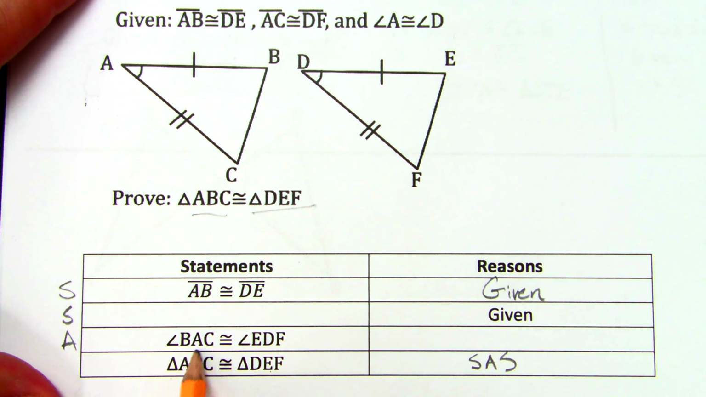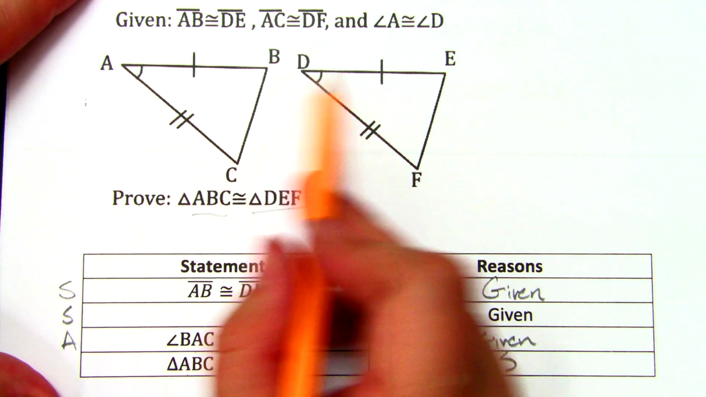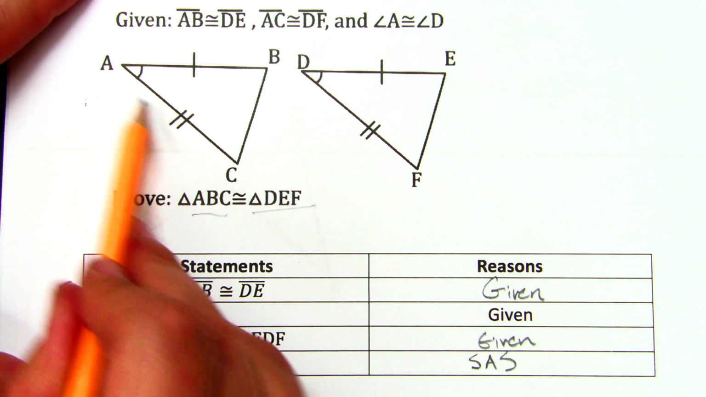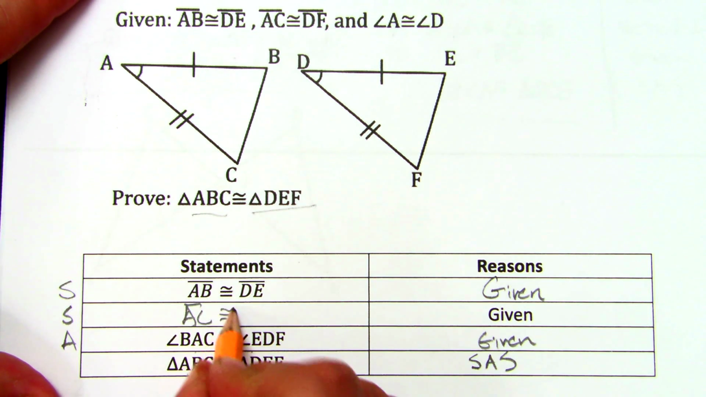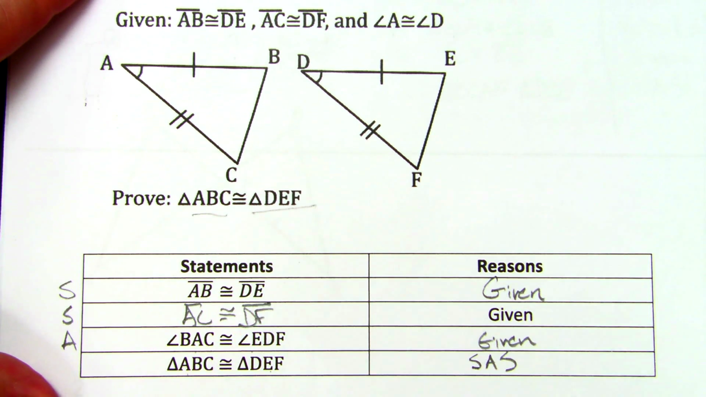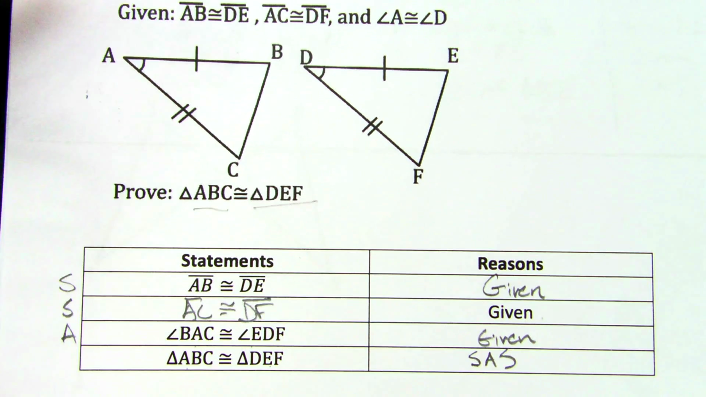How do I know that angle BAC is congruent to angle EDF? That's also given. Last thing I need is another side. Well, I've got AB, DE, so the thing I'm missing is AC and DF. So AC is congruent to DF, and that's also given. And I'm done. I've filled in the whole proof.